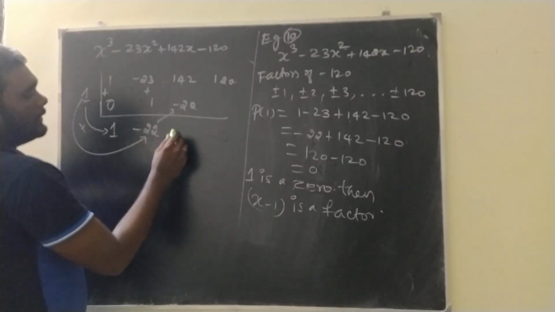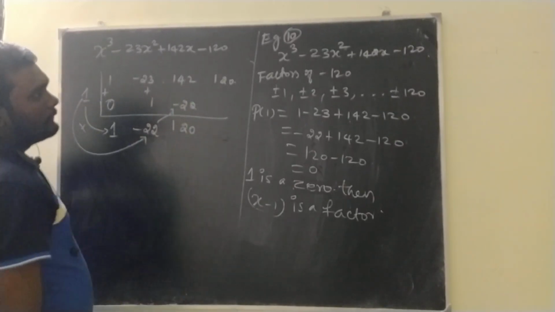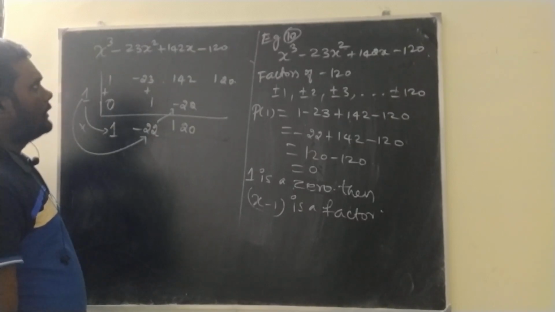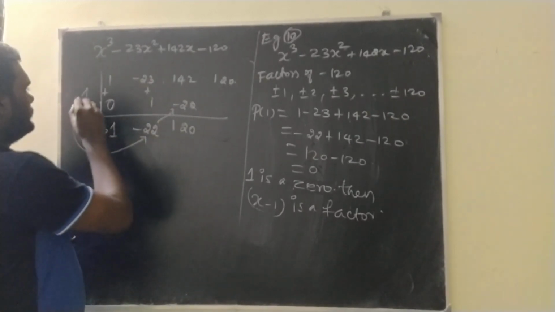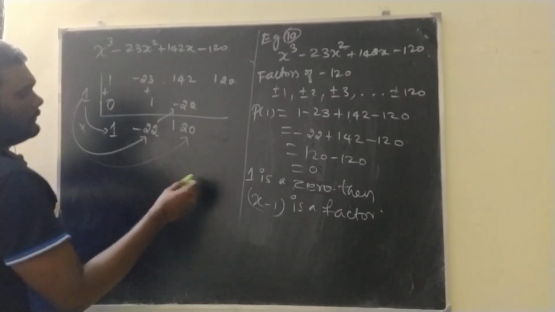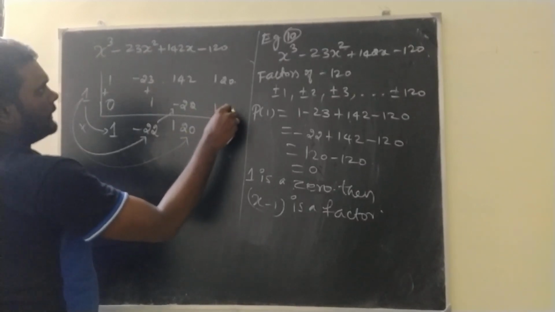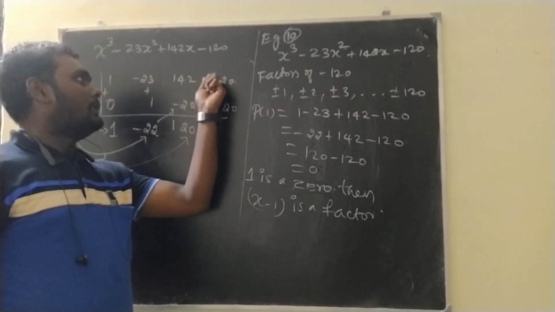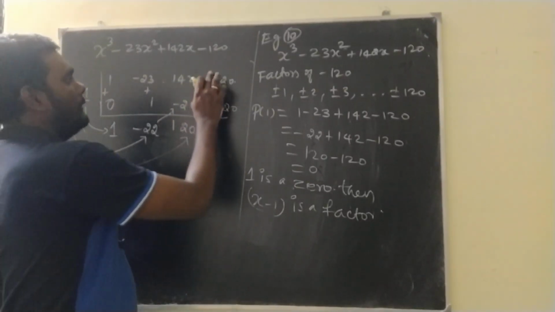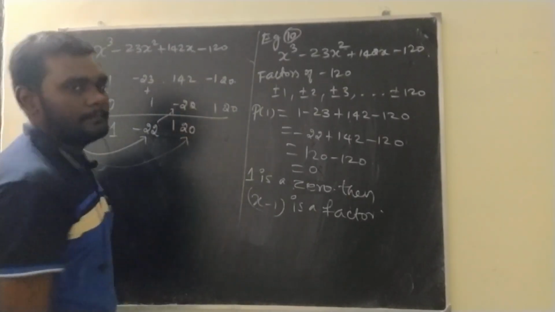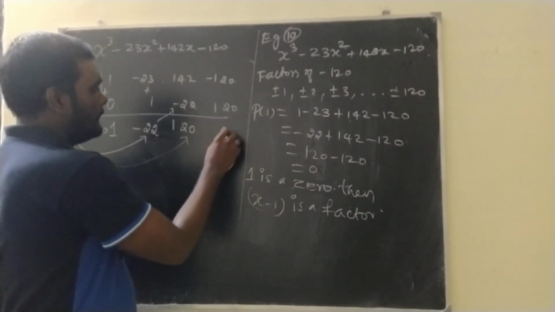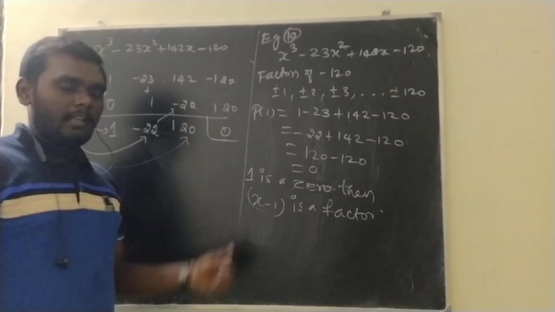So 142 minus 22 is 120. Okay. And then multiply, we will get 120. Okay. My bad, here minus 120. Yes, I forgot to mention it is minus 120. Okay. Sorry for that. See, minus 120 plus 120 is 0. Any doubts in this?